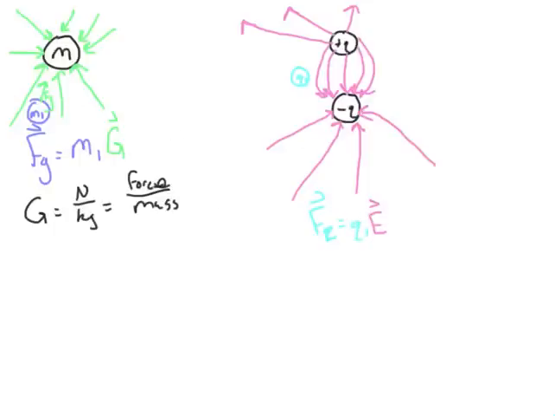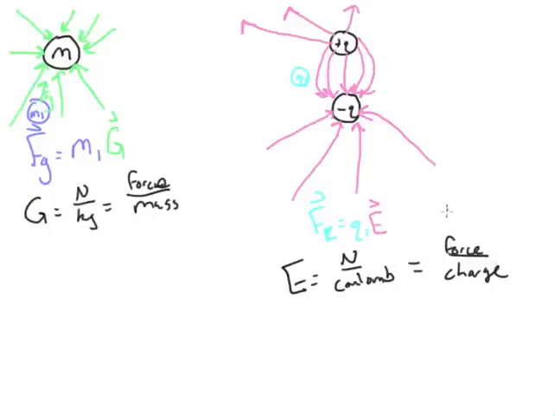In much the same way, we can say that the electric field E has units of newtons per coulomb, where coulomb is the unit for charge. So this is force per charge. If you multiply an electric field by a charge Q, then you end up with units of force, and that's what we see going on here.